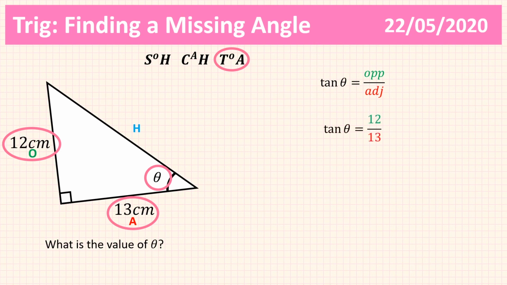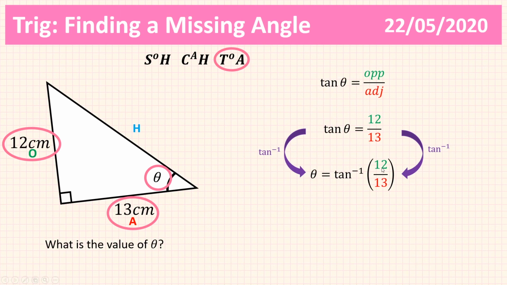Then we substitute our values in. So I know that tan theta gives me the fraction of 12 over 13. Now, I want the angle. So what I need to do is the inverse of tan. The inverse of tan is tan minus 1. So I do tan minus 1, and then I end up with theta is equal to tan minus 1 of my fraction, the opposite over the adjacent. Tan minus 1 of 12 over 13. Then I just press equals in my calculator, and I get 42.7093, and it carries on. And I just round that to one decimal place, 42.7.